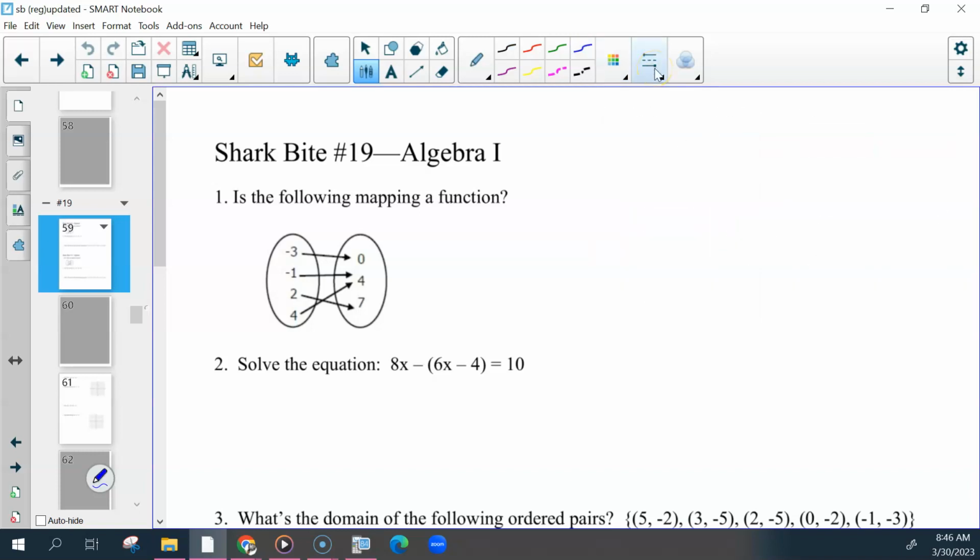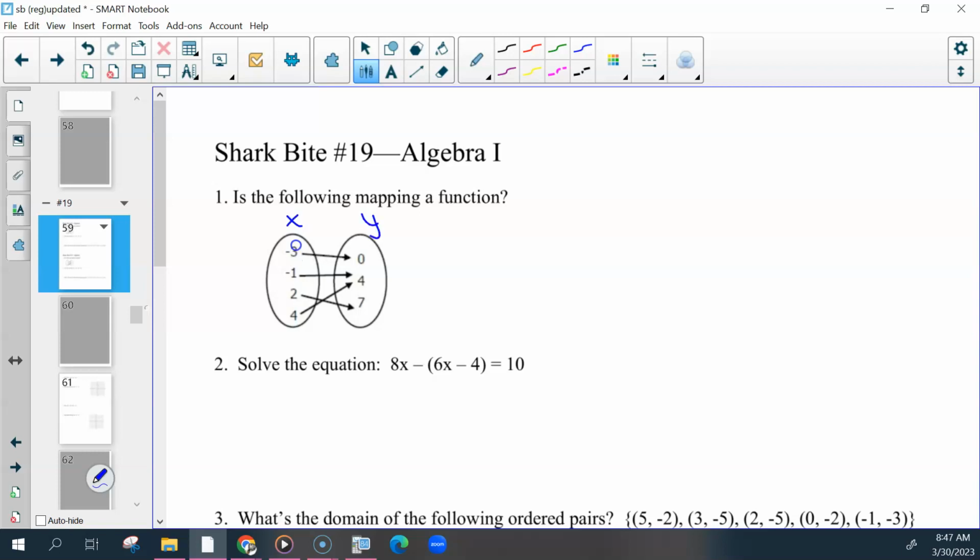The first one is asking, is this a function? So kind of going back to repeating x values, vertical line tests, all those type things. Each of these are your x values. Each of these are your y values.